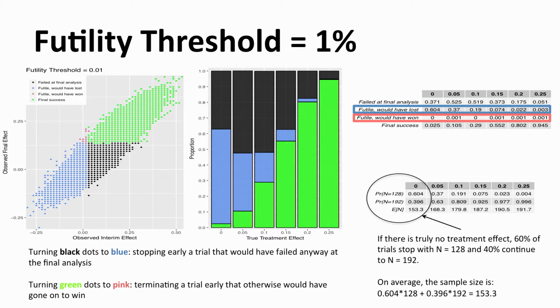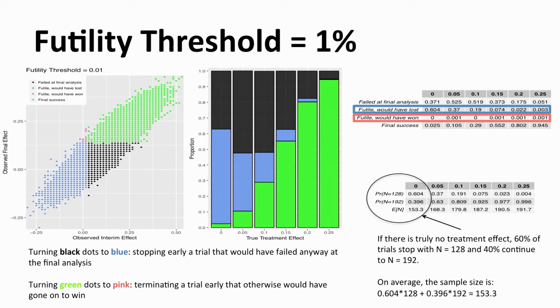But notice that we have made a few mistakes, so some of those green dots have now turned to pink. That represents trials that would have been successful at the final analysis that we've now terminated early. But that doesn't happen very often here. It's less than 1% of our trials.